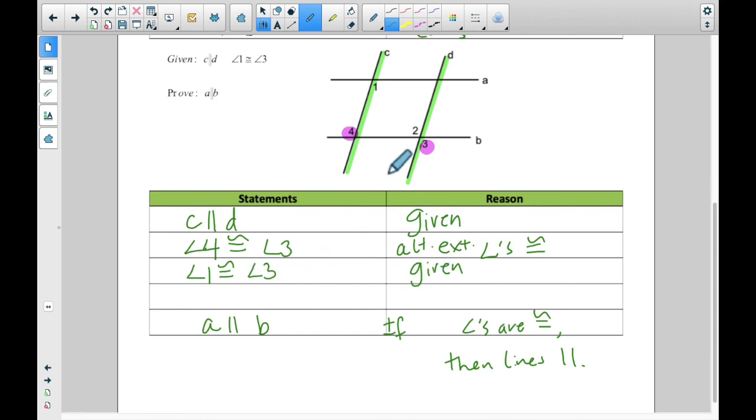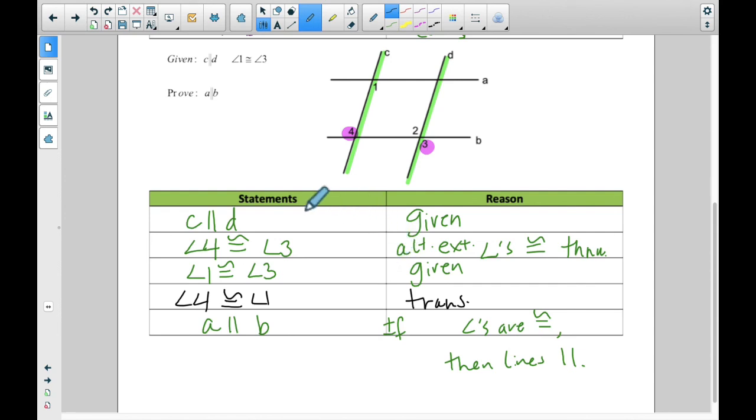My reason, those are alternate exterior angles, and alternate exterior angles are congruent. So that's my reason. Again, that's a postulate. I think that one's actually a theorem. The next one is a given. So now our typical thing we do here is we use the transitive property. And if 4 is congruent to 3 and 1 is congruent to 3, then let's skip the 3's and just say that angle 4 is congruent to angle 1.